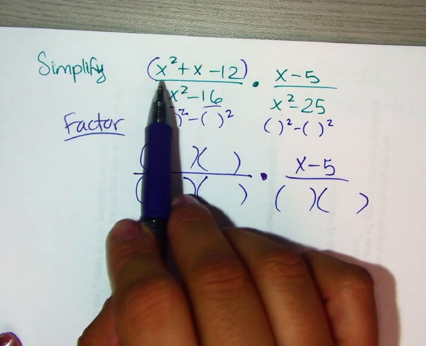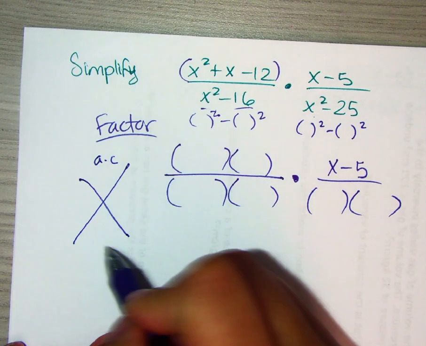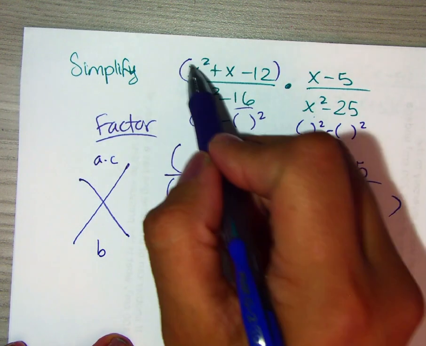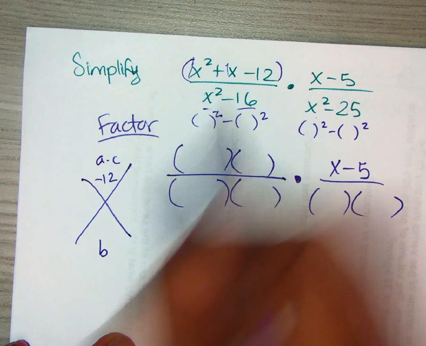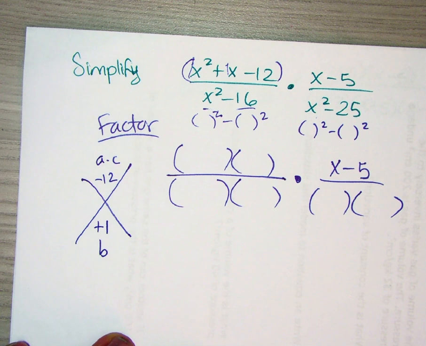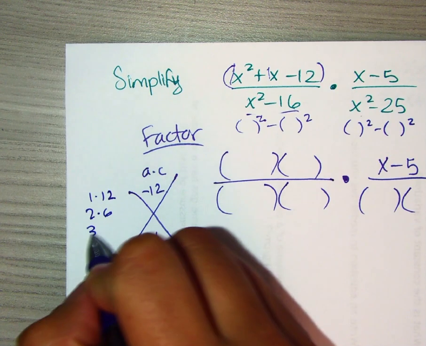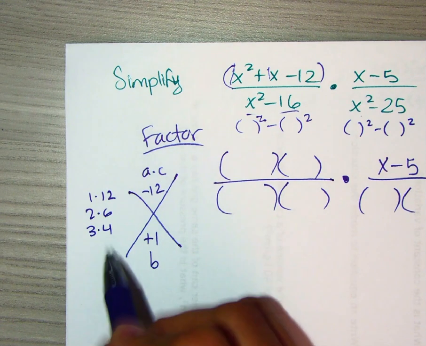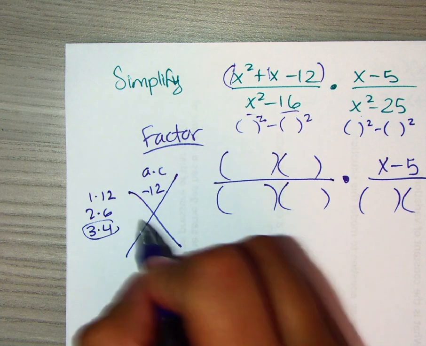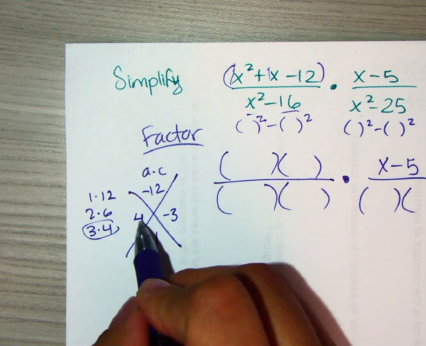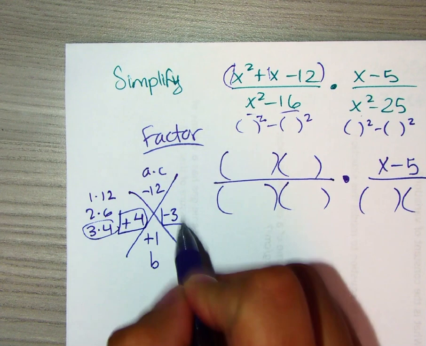So to start with the trinomial, we're going to need to do the X. And we're going to do a times c on the top and b on the bottom. A is 1, so 1 times negative 12 is negative 12. B is 1, so that's a positive 1. Then you make a list of the factors of 12. So 1 times 12, 2 times 6, 3 times 4. As you do this combination, you notice that 3 and 4 give you a 1 if you were to subtract 4 minus 3. So we're going to do 4 minus 3, and 4 times negative 3 is negative 12. So these work, positive 4 and negative 3.